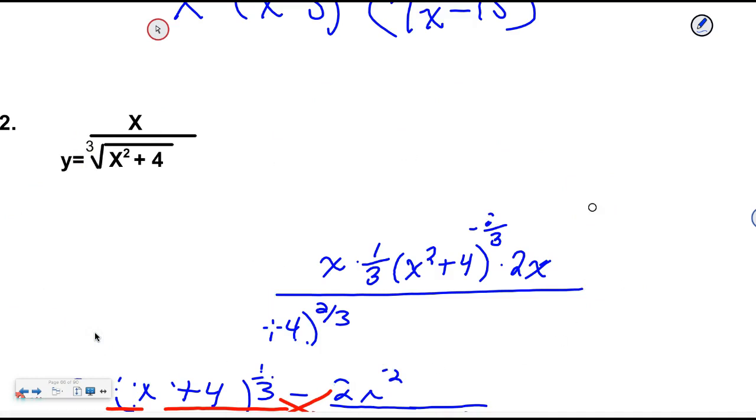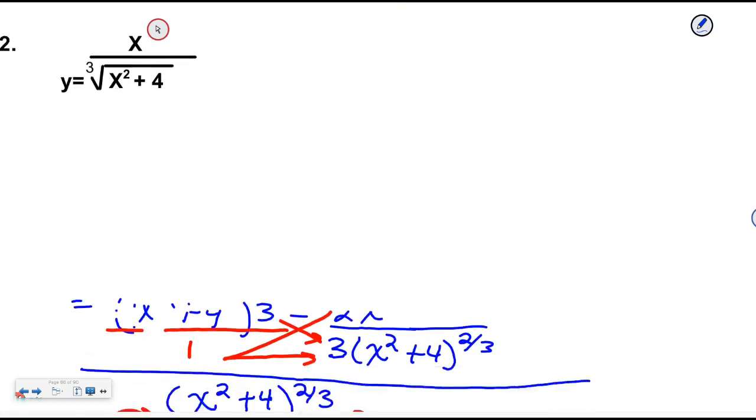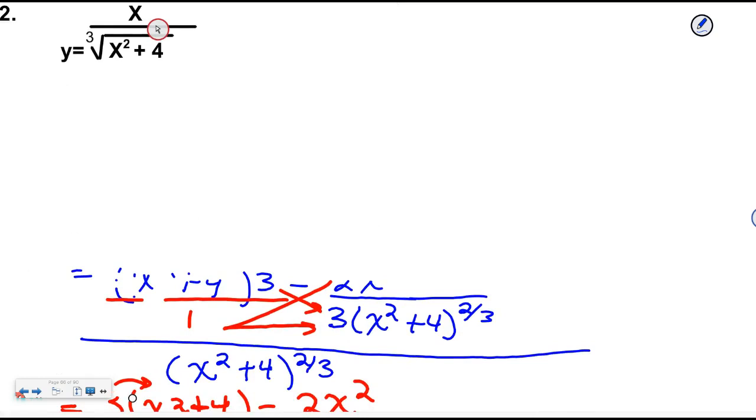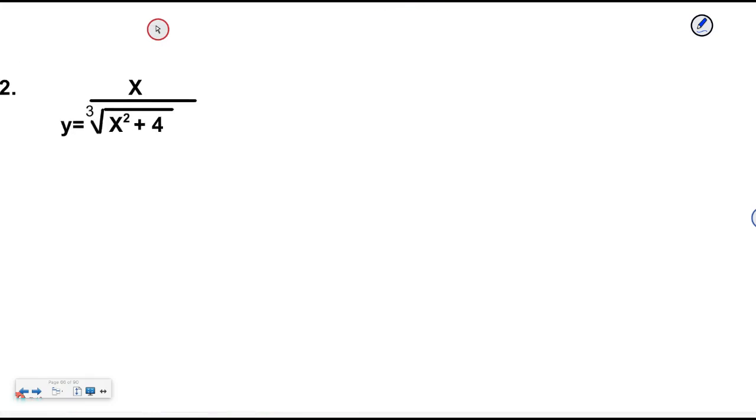What rule does this one go to first? Above and beyond all other rules. Go ahead, tell me. It's a quotient of two functions. So I am going to launch into quotient rule right now and then see what happens. So do you remember the quotient rule, Abby?